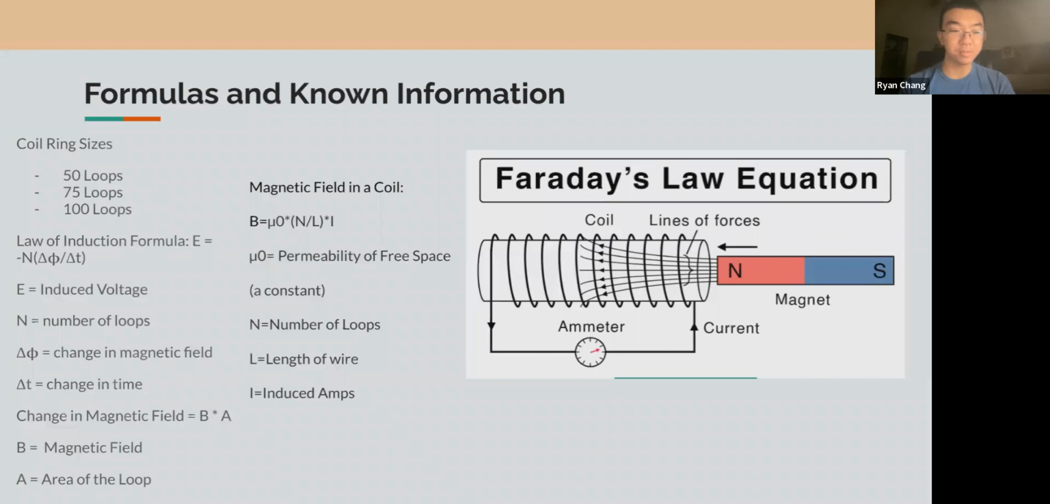And we will then use that to find the change in magnetic field, which is the magnetic field times the area of the loop, which we will finally use for the law of induction, which is negative N, or the number of loops, times delta phi, or the change in magnetic field, divided by delta t, or the change in time. And next we will go to the demonstrations.